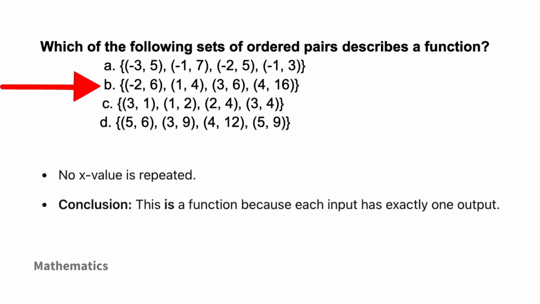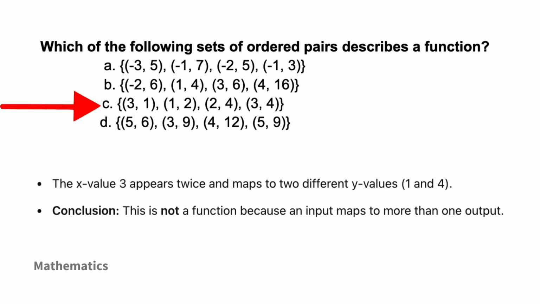Let's move on to option B. We have negative 2, 6; 1, 4; 3, 6; 4, 16. No x value is repeated, so we understand that option B is a function because each input has exactly one output. Now, on your teacher certification exam, if time allows, I personally recommend, suggest, and believe it's best to double check the other remaining solutions that we haven't looked at in order to confirm that B is the correct solution.